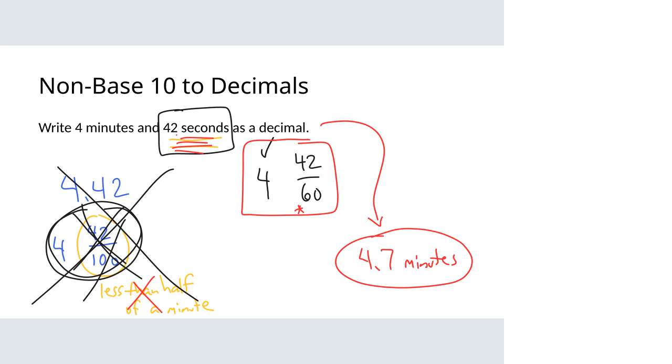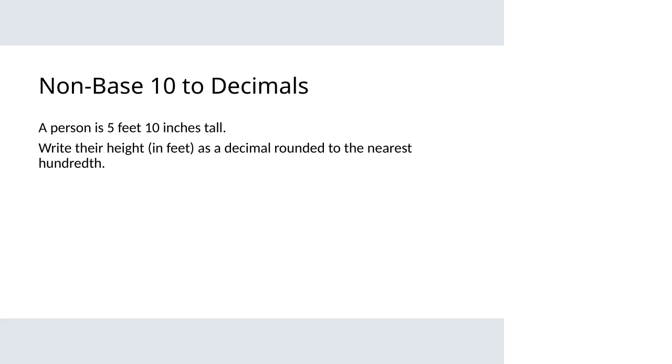One more similar to this I want to look at. A person is 5 feet 10 inches tall. Write their height in feet as a decimal rounded to the nearest hundredth. I hadn't planned on doing a poll for this, but I'm going to. So I'm going to let you try this one. 5 feet 10 inches tall. I want you to write their height in feet as a decimal. And I'll make a poll for this one.